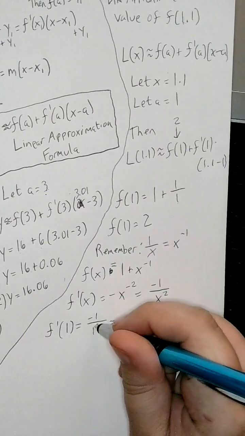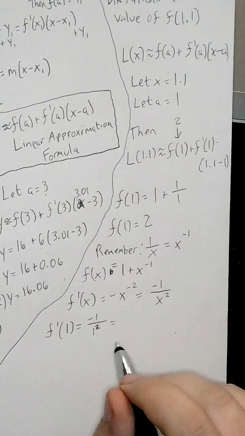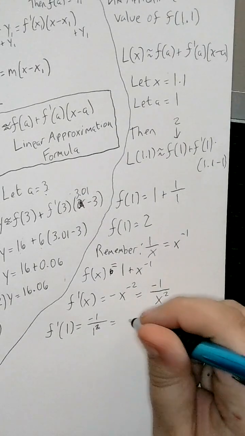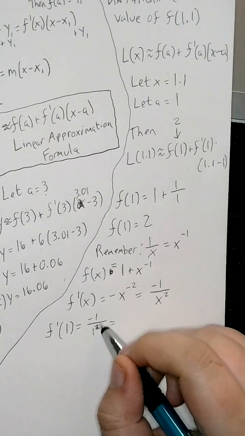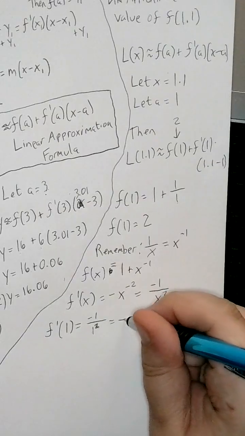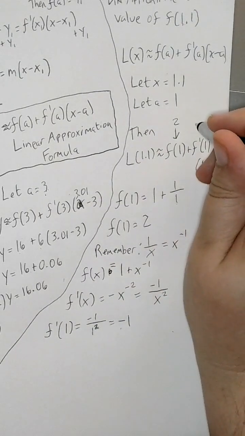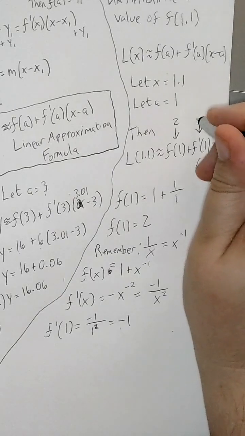Well, I agree. Josh says -1. Calculus is so fun, I don't know why. I agree. 1 squared is 1. -1 divided by 1 is -1. So my -1 is going to go here. -1.